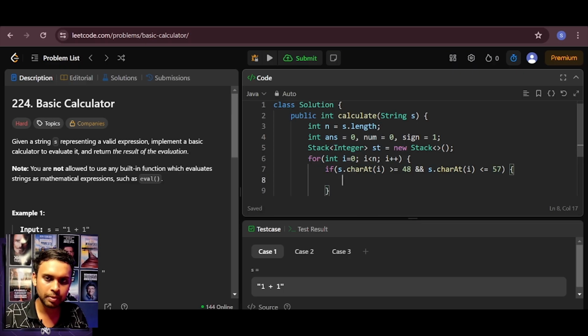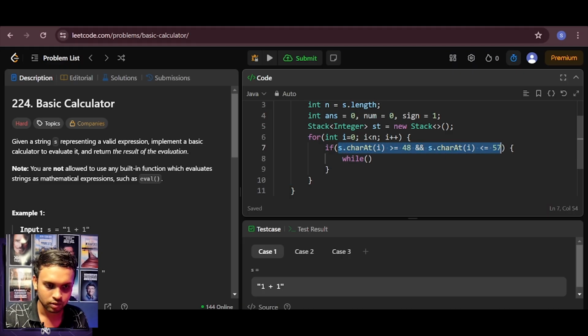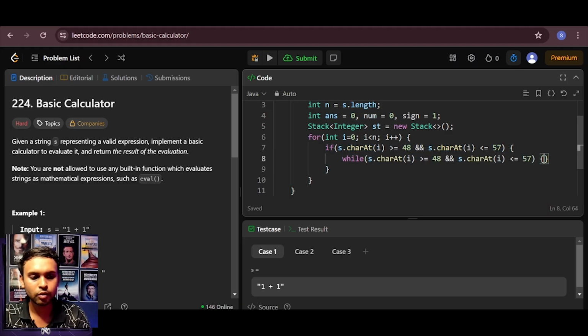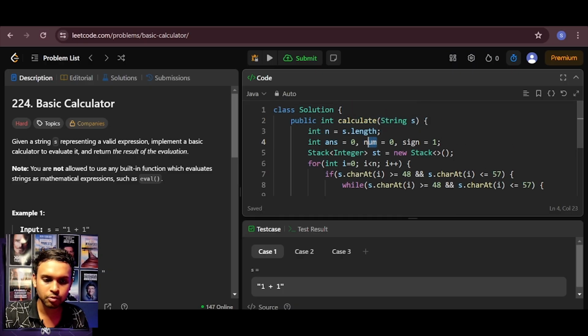The number will be present as a whole. So while this condition will be true, I will be doing certain things. While this whole condition will be true, we will be doing certain operations. What are those operations? I will form this variable num over here. This num should be forming the numbers as we come across the digits.